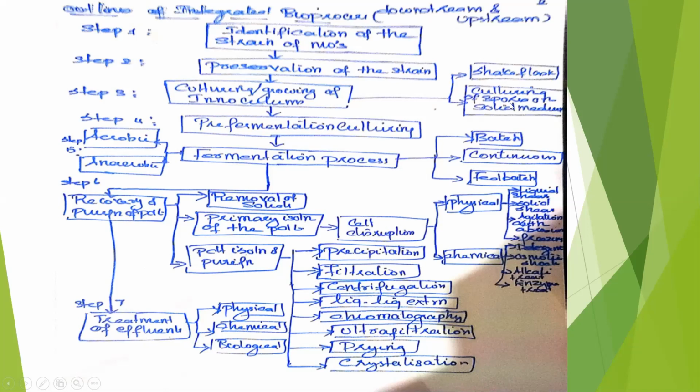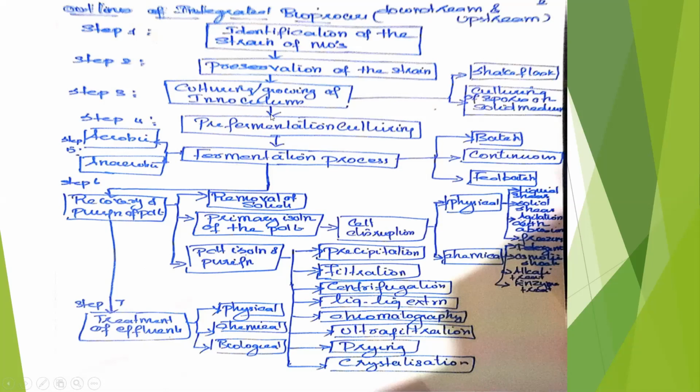That means you have a petri plate, solid medium will be there, you have to streak it and then you have to culture. So these are all the methods, either in solid medium, or in liquid medium you will do it in the shake flask. The first step here is what? Identification of the strain of microorganisms. And the second step is what? Preservation of the strain. And the third step is what? Culturing and growing of the inoculum. Okay. So that will be done by two methods, that is shake flask and culturing of spores in the solid medium. So once this is done, the next is pre-fermentation culturing.